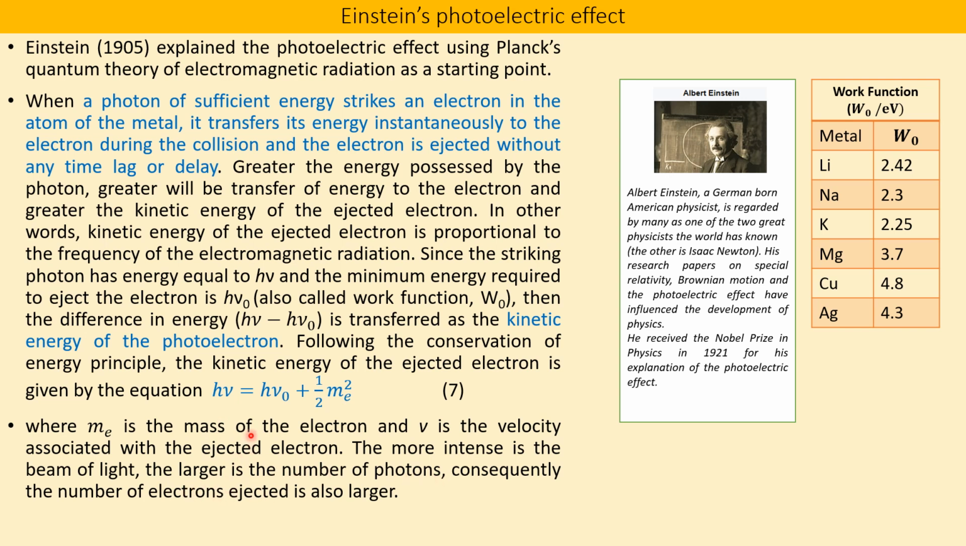The more intense the beam of light, the larger the number of photons. Consequently, the number of electrons ejected is also larger. The work functions of a few metals used in photoelectric devices are shown in the figure on the screen. The work function W naught is in electron volts. For the metal lithium, the work function is 2.42, Na 2.3, potassium 2.25, magnesium 3.7, copper 4.8, and silver 4.3.